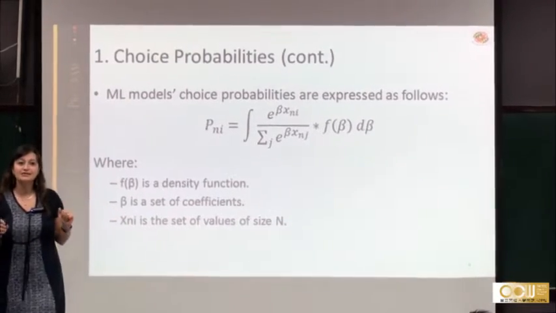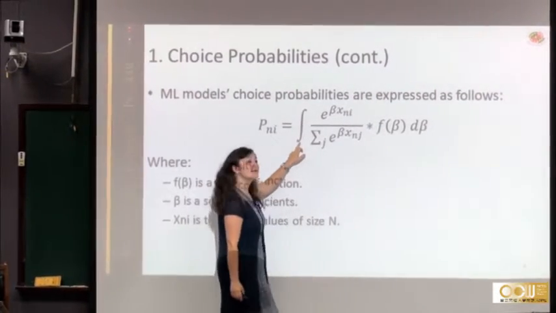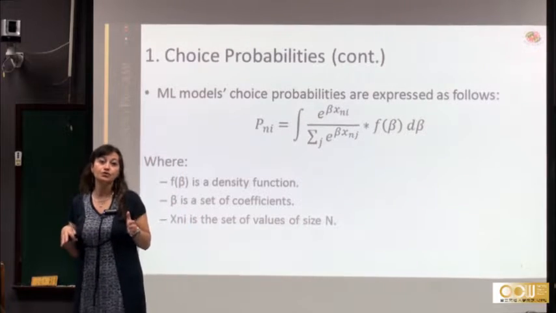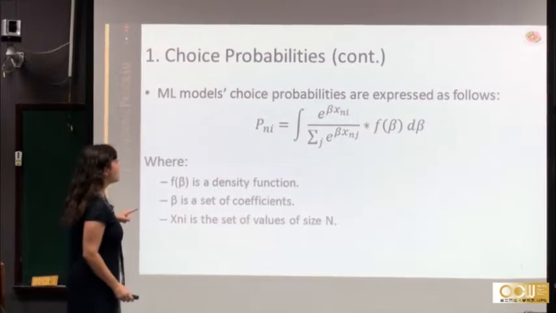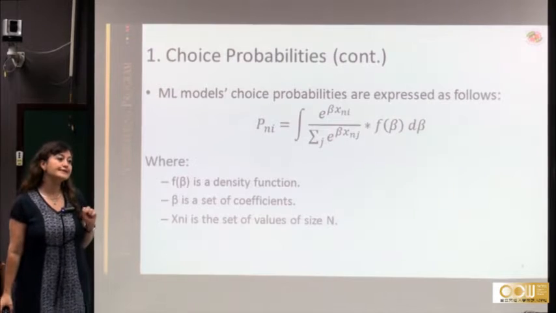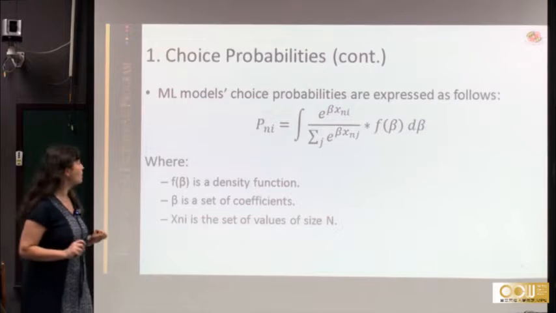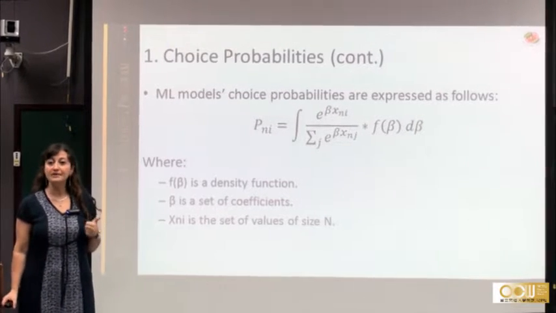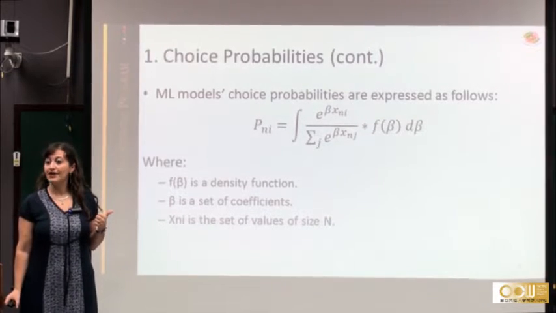So, similarities and differences with probit. Let's see. The similarity with probit is that we don't have a closed form for the choice probability, right? So yesterday we saw that we needed to solve integrals. But now, what's the dimensionality of this integral? What's the difference between probit and mixed logit? The dimension of the integral. In probit, the dimension of the integral depends mainly on the number of alternatives, right?